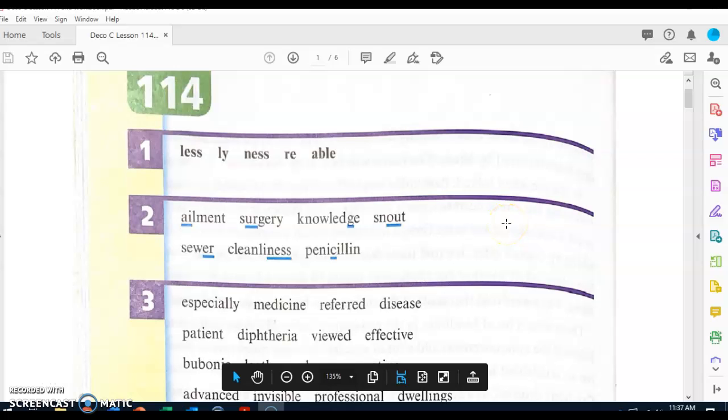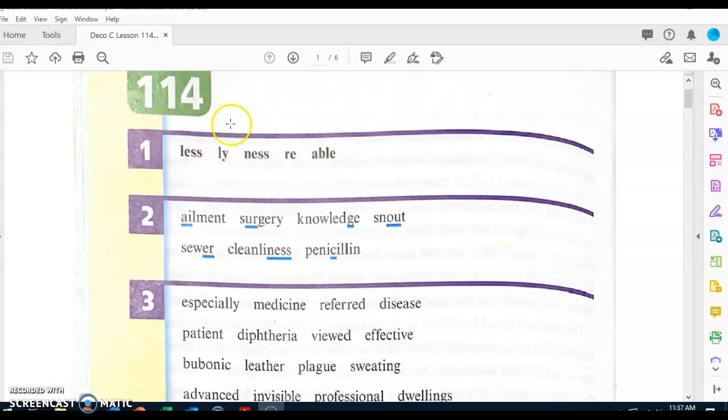Good morning, boys and girls. Today we're working on lesson 114. Let's go ahead and begin with part 1.